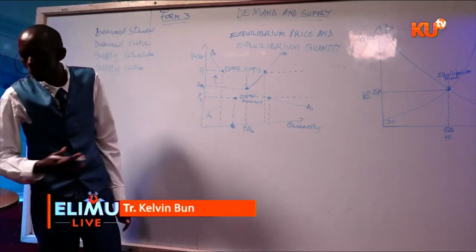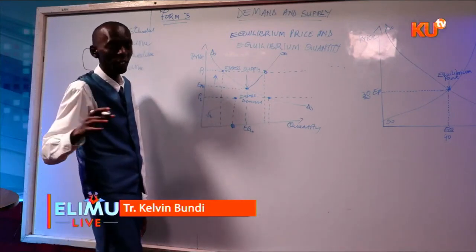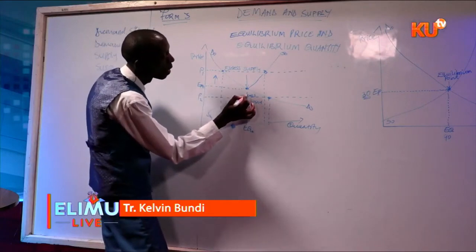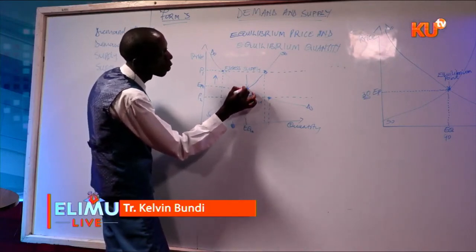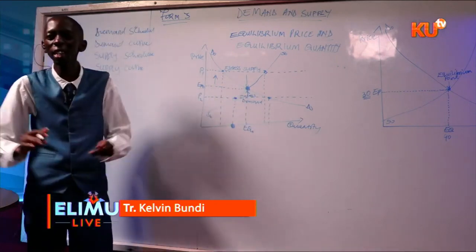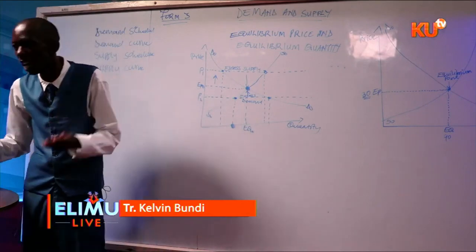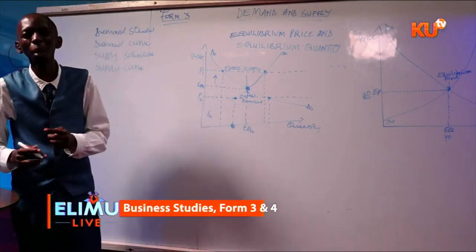What will the suppliers do? Not the suppliers now, but the buyers. The buyers will be compelled to increase the price to the equilibrium so that we can have the equilibrium price, and will not have any excess demand, will not have any excess supply, but will have market stability.